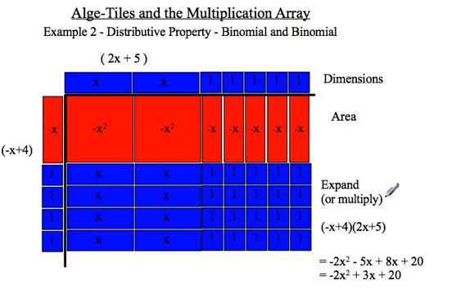If we explore our shortcut again, negative x times 2x, negative 2x squared, negative x times 5, negative 5x, 4 times 2x, 8x, and 4 times positive 5, 20. This is sometimes called FOIL, first, outside, inside, last. I prefer to just remember the pattern.